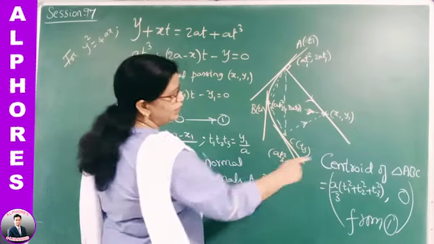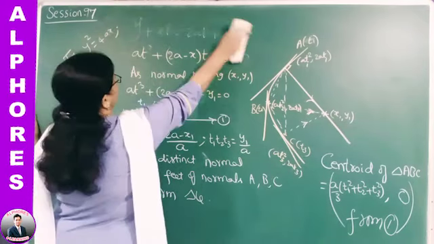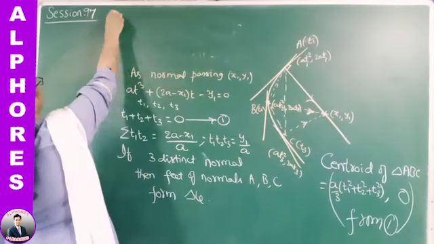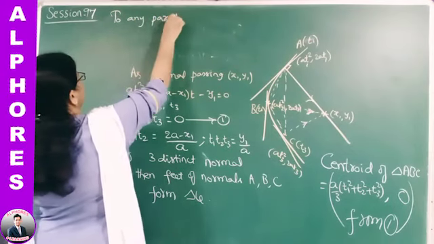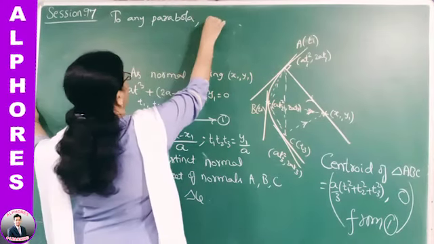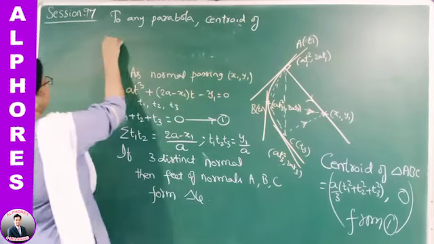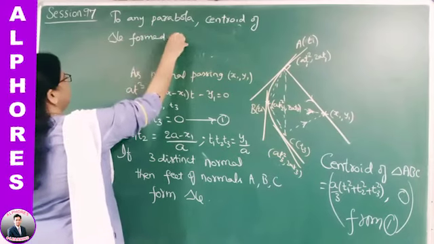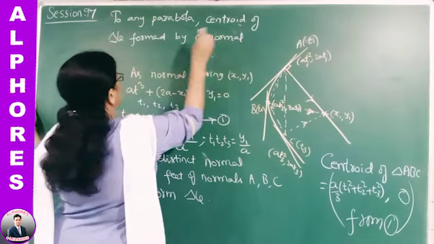Therefore you observed the ordinate value is 0. Hence how can you generalize this concept? To any parabola you can generalize. To any parabola, what is the concept here? The centroid of the triangle formed by, what is the nature of the points here? Formed by co-normal points.